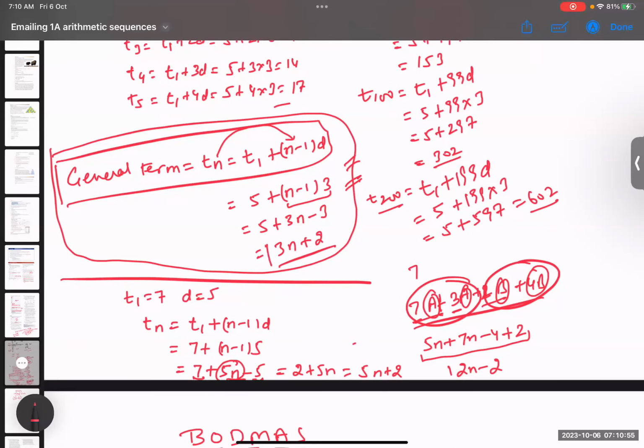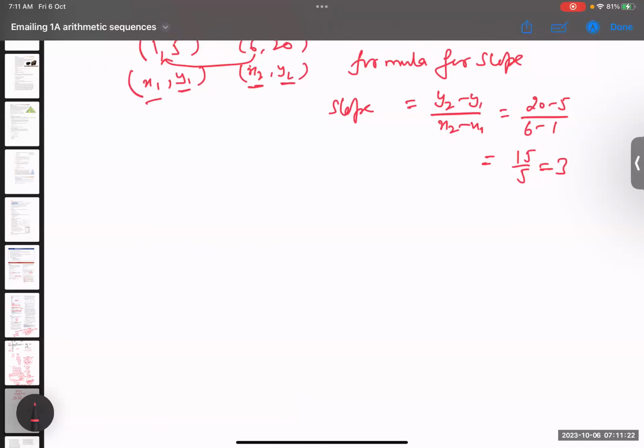Number two is the final term. Look at the final term: n is multiplied by the common difference. That means the slope. Whatever number is multiplied by n is the slope, and it is also the common difference. So what will you write for the fourth part? The common difference is the slope. That is the conclusion it is asking for.